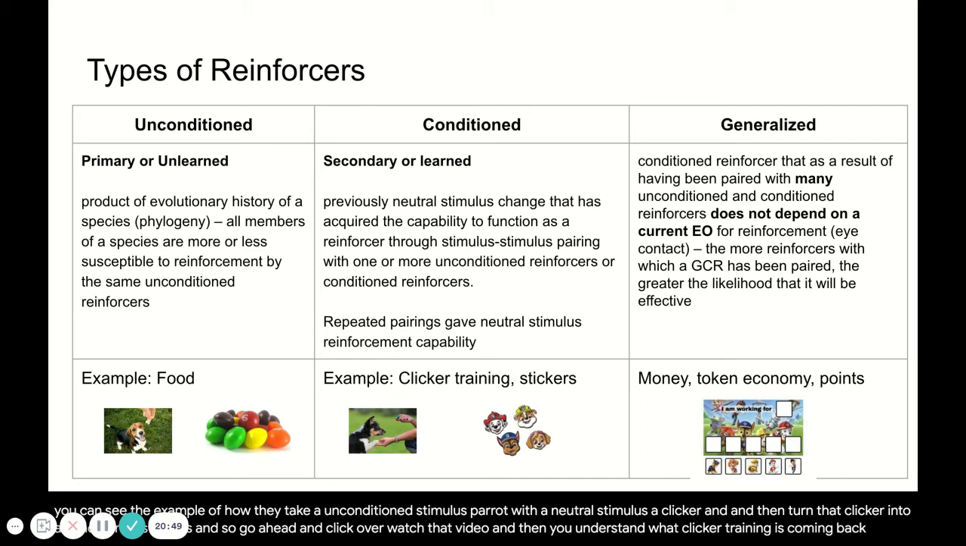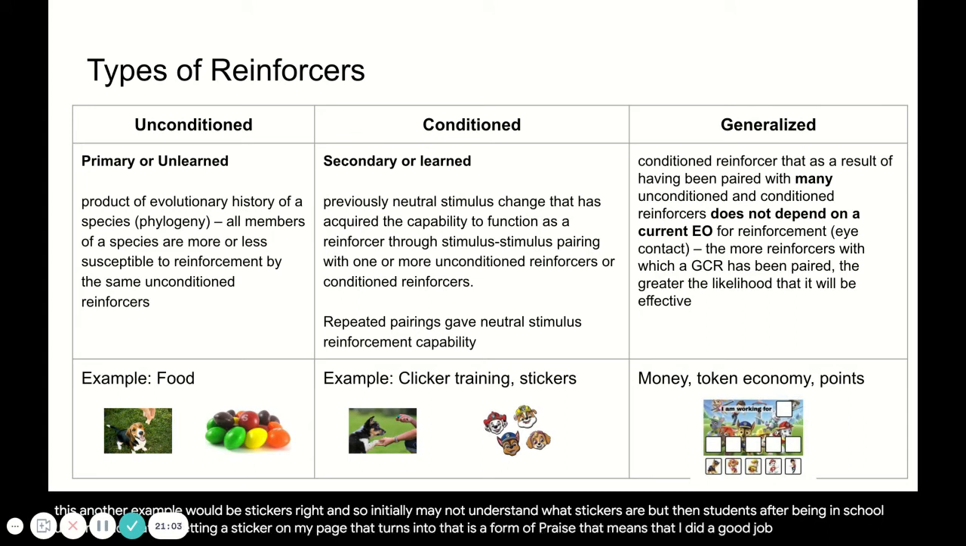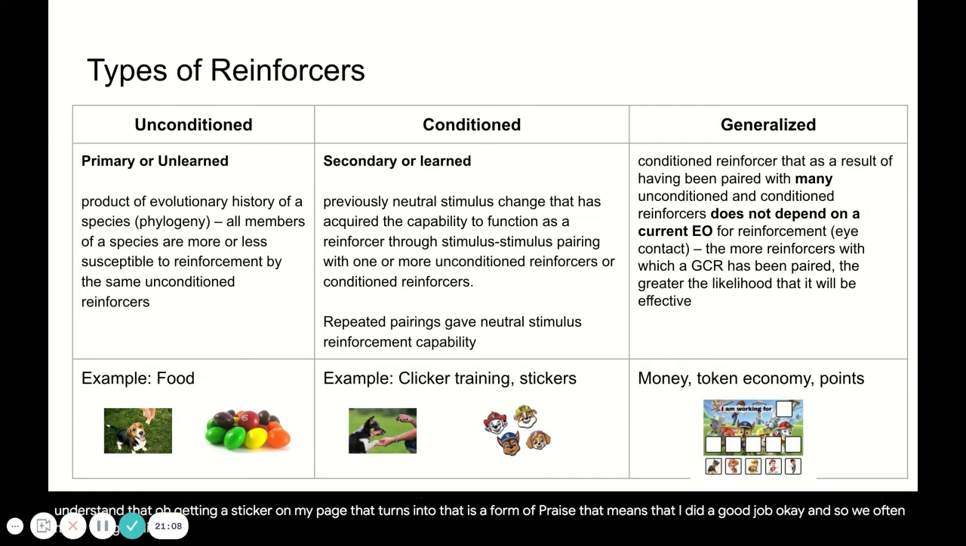Okay, so coming back to this, another example would be stickers. Initially you may not understand what stickers are, but then students, after being in school, understand that getting a sticker on my page is a form of praise. That means that I did a good job. Most things in life are conditioned stimuli: they have been paired, and we have then learned that that's a reinforcer.